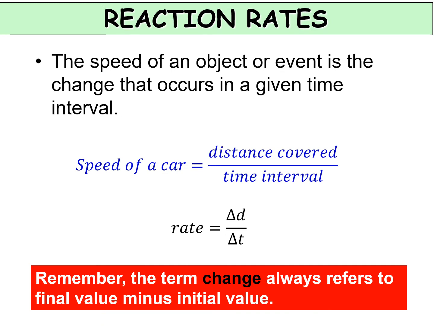So first of all, we want to define what reaction rate is. You're familiar with the rate of an object, like the rate of a car. That would be how many miles or kilometers you are covering in a certain amount of time. So it's the ratio between the distance covered and the time interval. We can represent the distance covered as a delta D, the difference between the final position minus the initial position of the car.